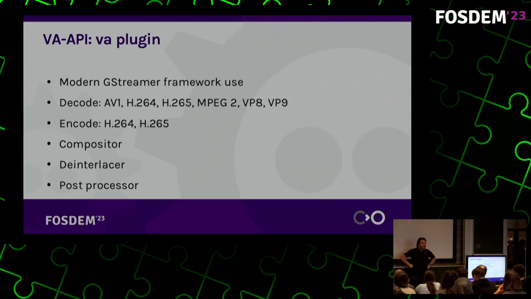And using libVA, we have a bit more features. We have a compositor, so that's an element that will take 2 or more streams and composite them into the same video. We have a deinterlacer, and we have a post-processor element to do scaling and color space conversion using the video functionalities instead of the GPU.